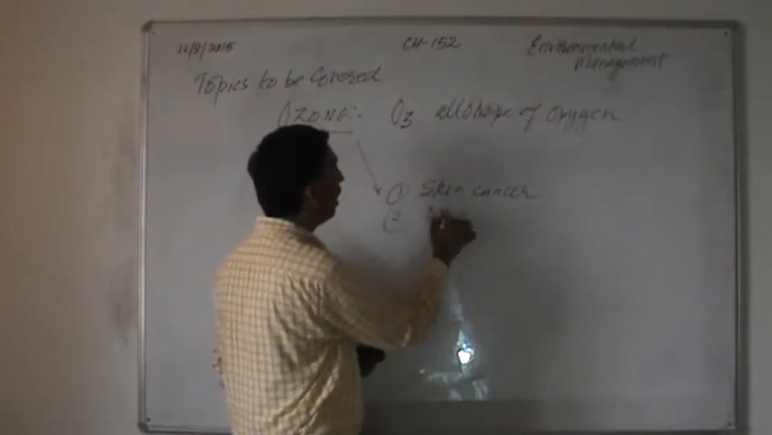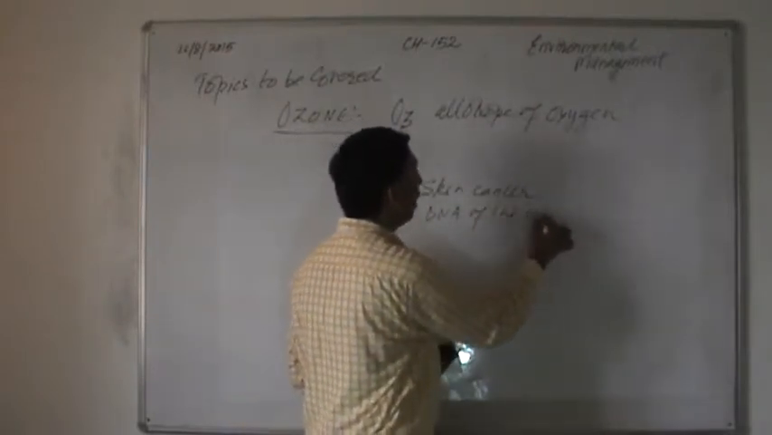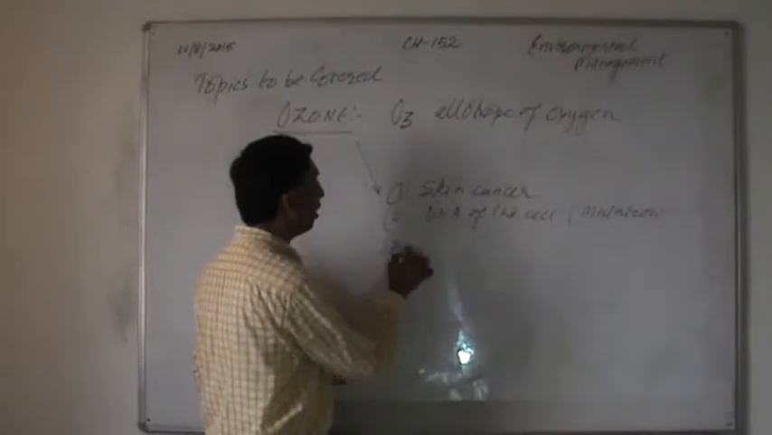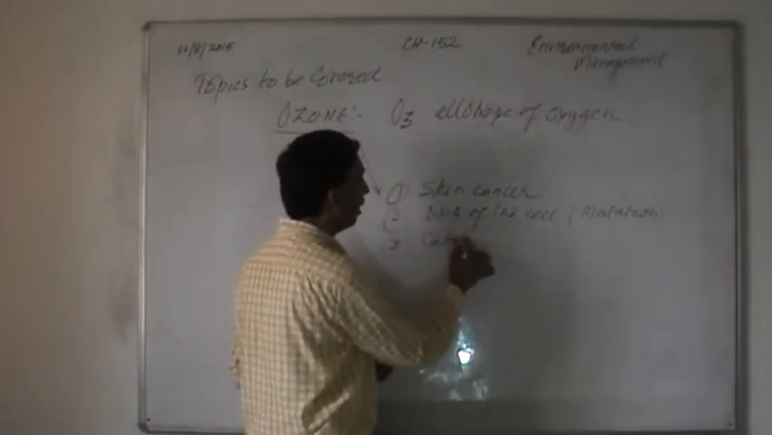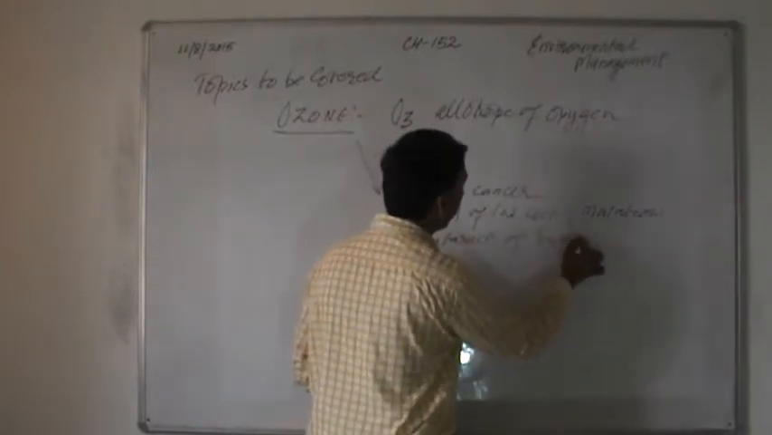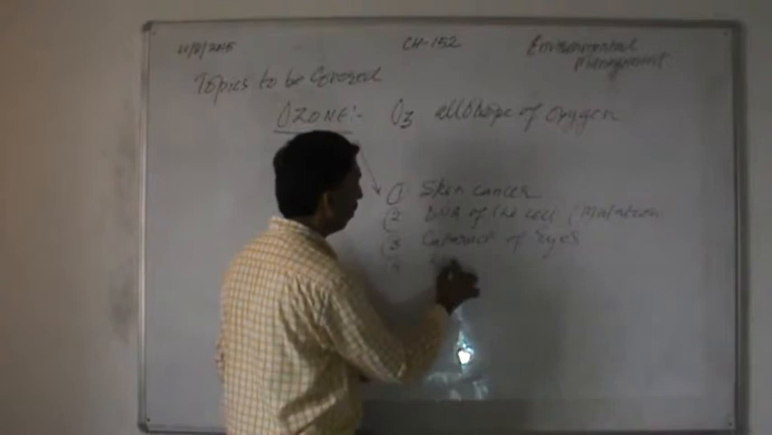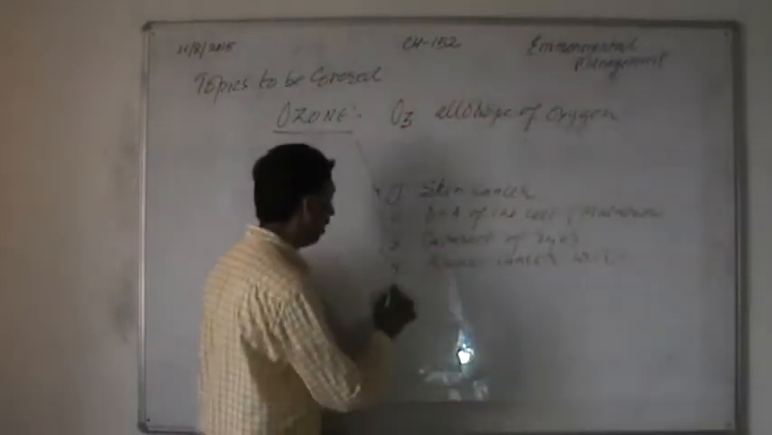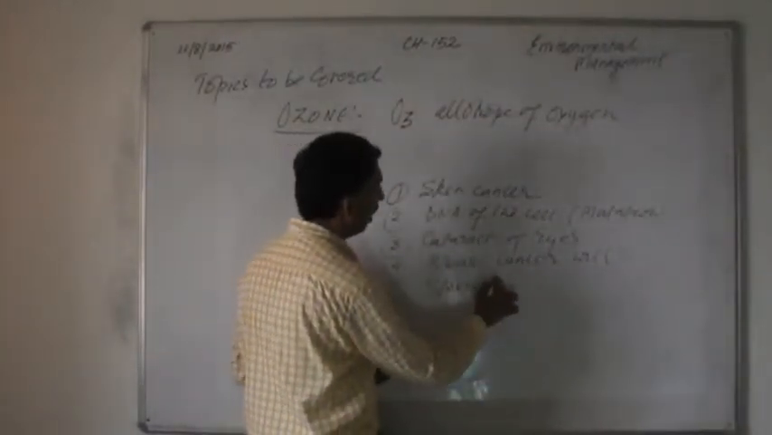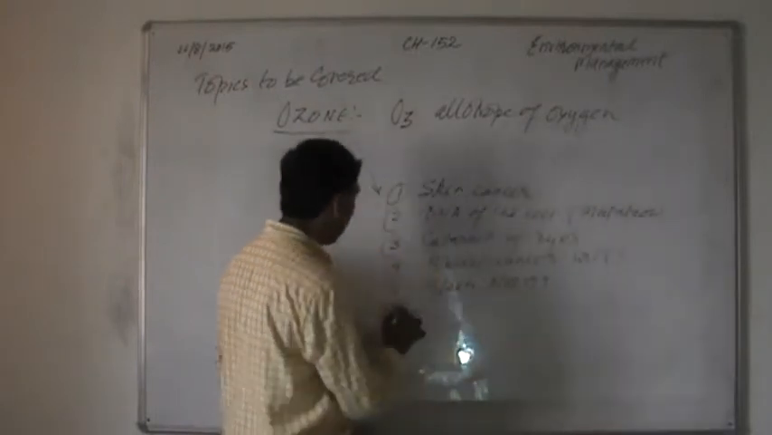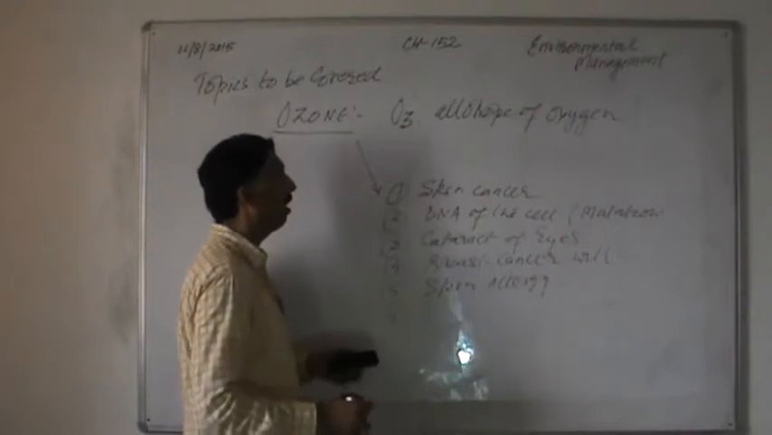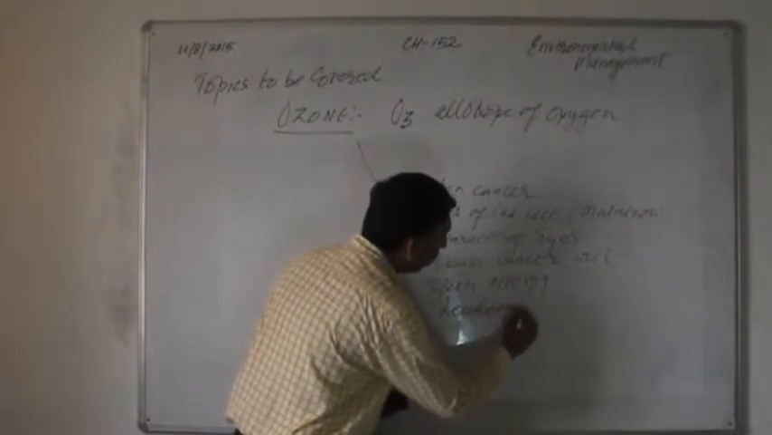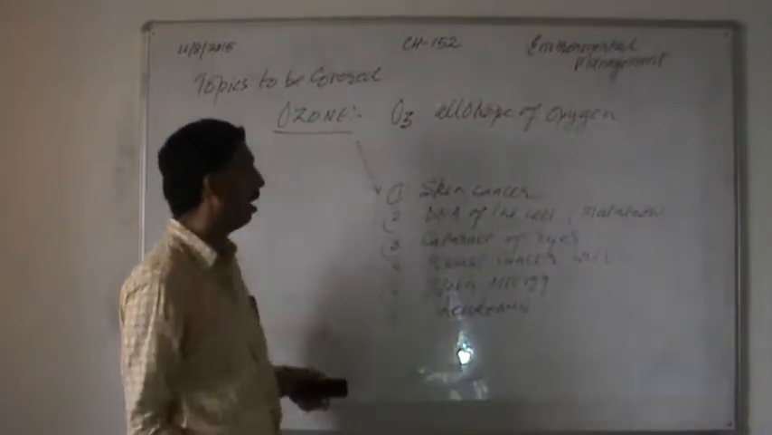Secondly, it will affect the DNA of the cell and result in the mutation process; gene mutation will take place. The third one is cataract of the eyes. Next is breast cancer, which will increase due to ultraviolet light. Then we have skin allergy; skin allergy problems increase, and ultimately human life is badly affected. Leukemia is also one of the diseases caused by this ultraviolet light.